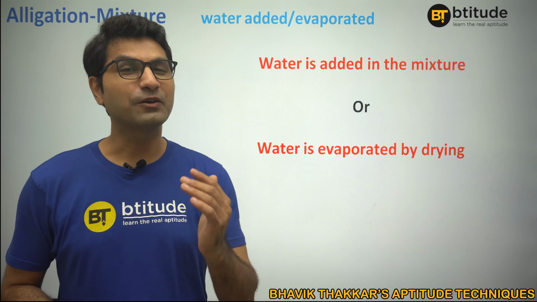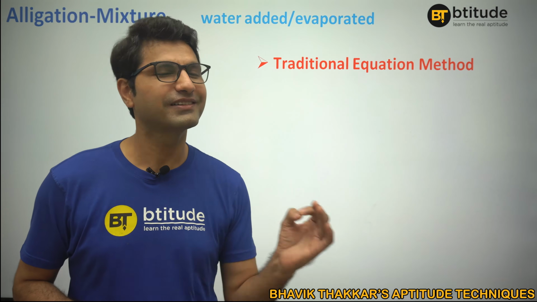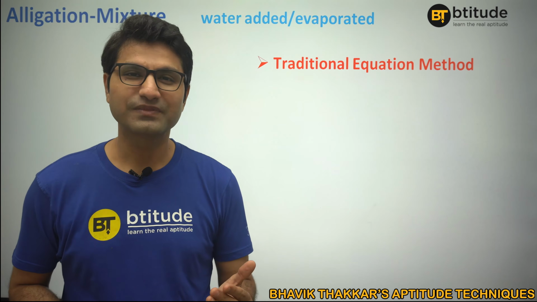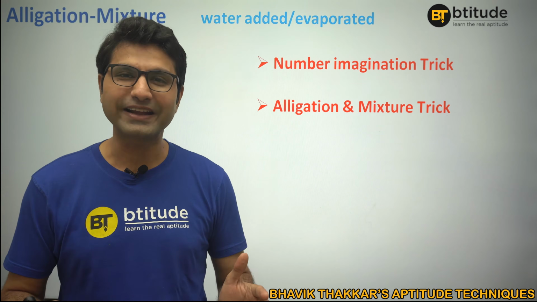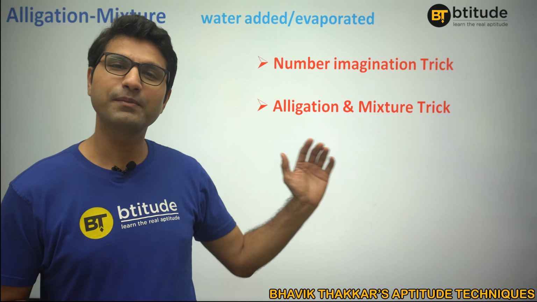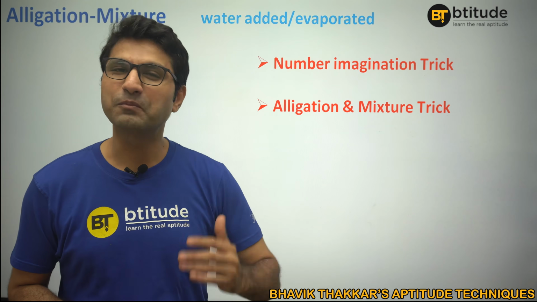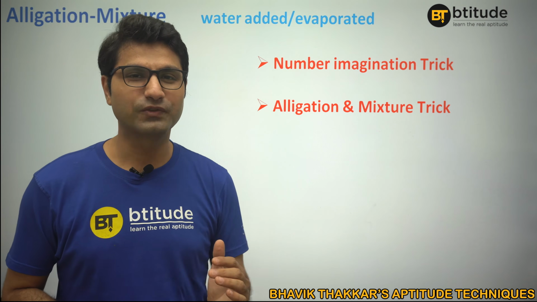All other information will be available, but one figure will be missing, and that is what we are supposed to find out. Now, students usually use the traditional method, that is the equation method, to solve this kind of question. Obviously that takes a lot of time. So some students try to find a shortcut, and all that they can find on YouTube or in any other book are these two methods, the number imagination trick or the alligation and mixture trick. Now, as the questions become more complicated, even these methods are a bit difficult to use.